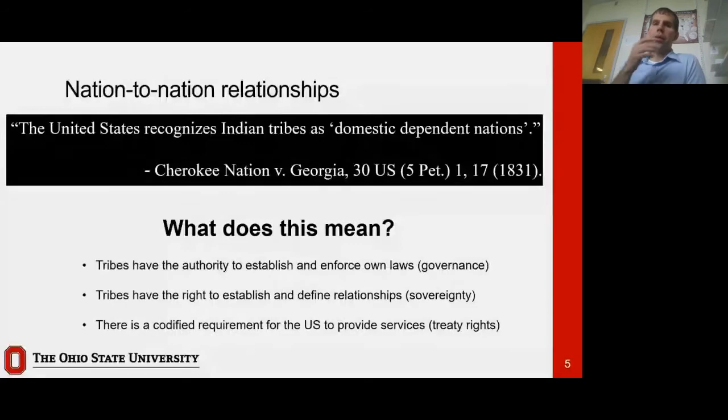And it really kind of centers around three ideas I'd like to put forward: governance, sovereignty, and treaty rights. Governance in the idea that tribes have the authority to establish and enforce their own laws. Sovereignty in the fact that they have the right to establish and define relationships with different entities. That could be the US federal government, it could be other tribal governments, and it can be other nations within the world. And that's happened before. And that these treaty rights outline the relationships that exist between the US federal government and those tribes, and they're codified by law, specifically around oftentimes services in land protection that provide those reservations that were mentioned on the last slide.